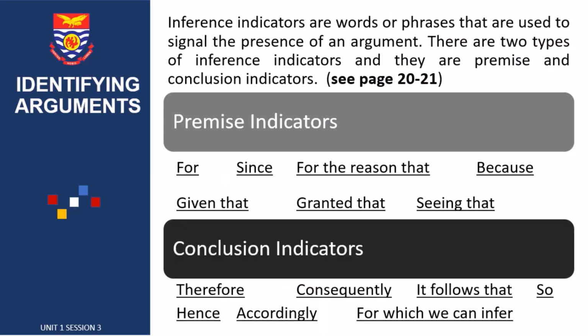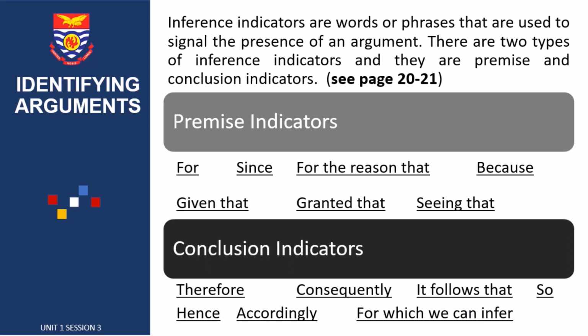So just note that when you are trying to identify arguments, there are some key things you need to know. You should know what premise and conclusion indicators are, because an argument is a list of propositions, so any of them could be the premise, any of them could be the conclusion. However, we use indicators like therefore, consequently, it follows that, so, hence, accordingly, for which we can infer as conclusion indicators.